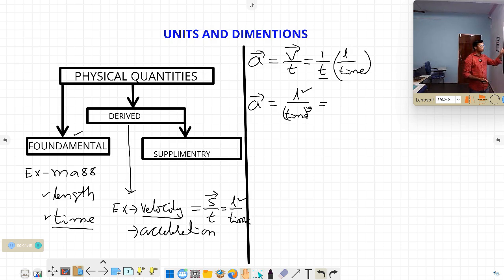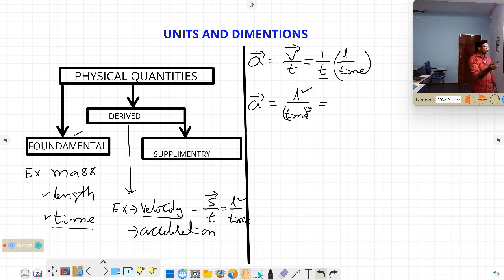That means I can express these derived physical quantities in terms of fundamental quantities, either mass, length, time, or a combination of mass, length, time, in terms of division, addition, multiplication, like that. Those types of physical quantities we call derived physical quantities.